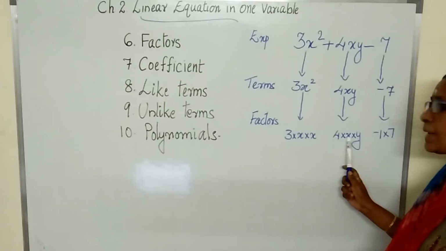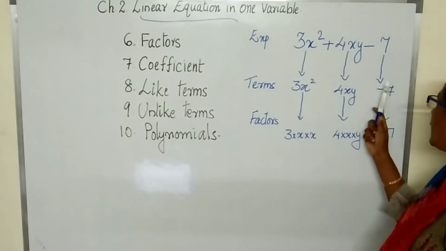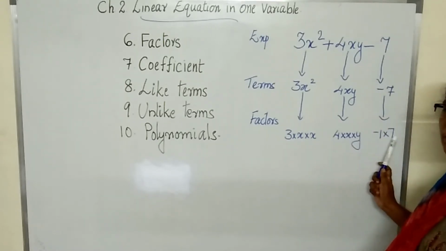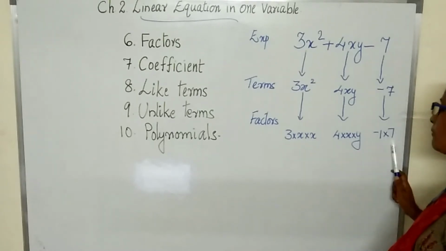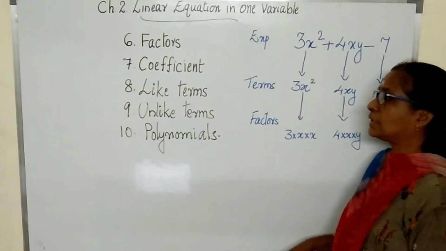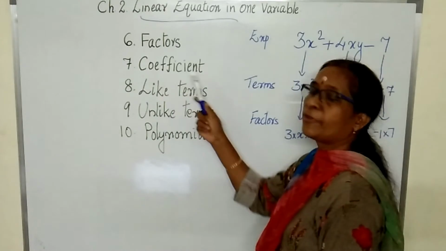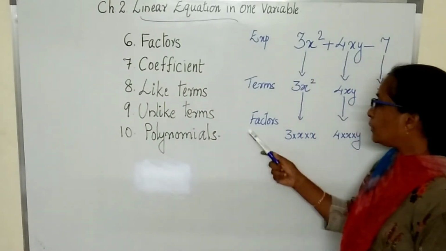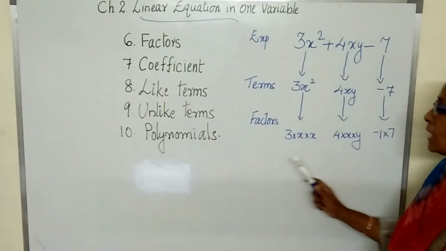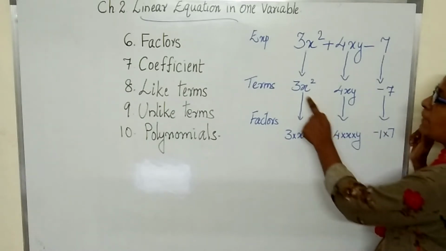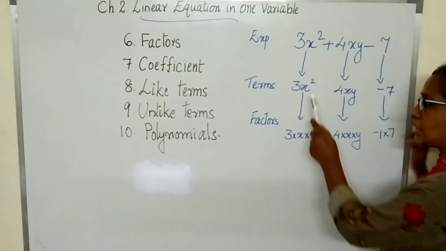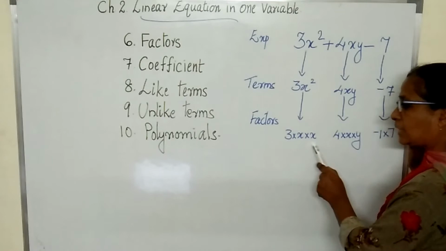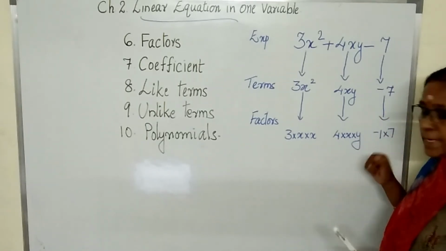4xy is 4 multiplied by x multiplied by y, and minus 7 is minus 1 into 7. So these are all factors of the terms. Now what are coefficients? You learned what are factors. Now from the factors, for example, here you have 3x square is a term and the factors are 3 multiplied by x multiplied by x.